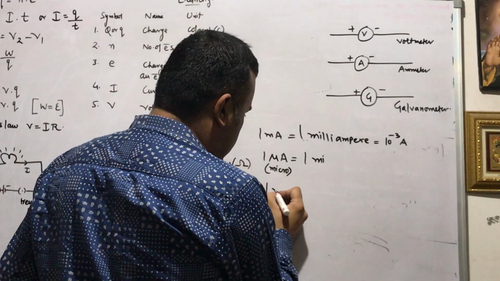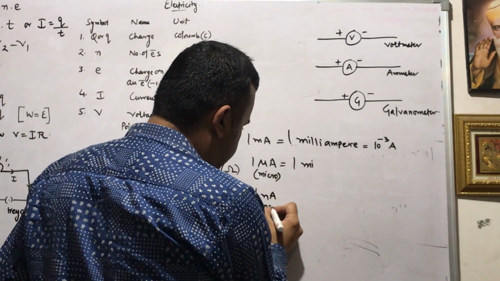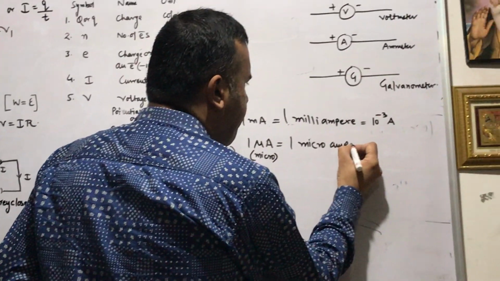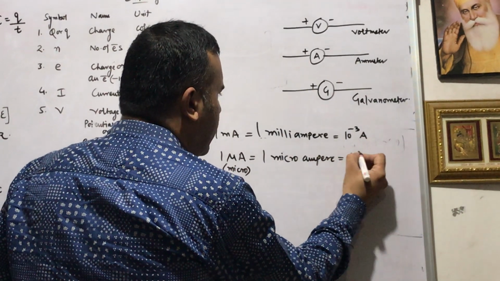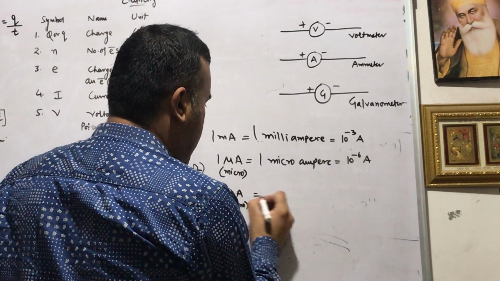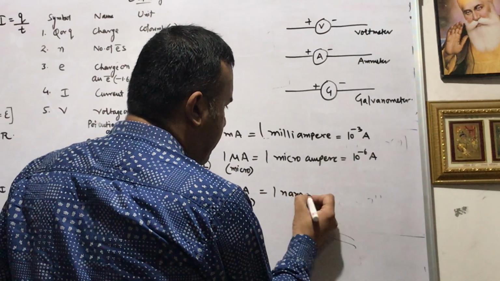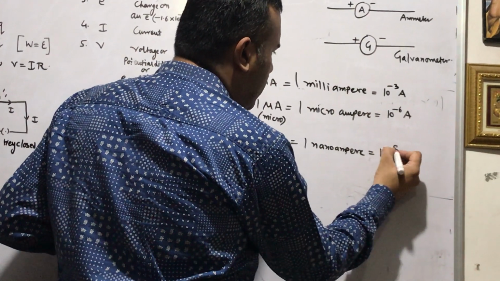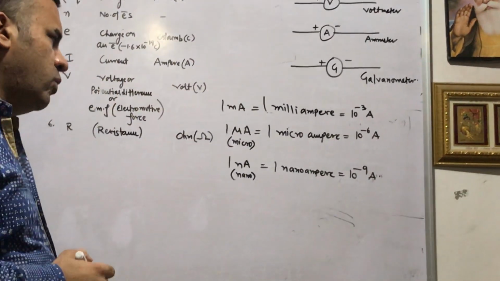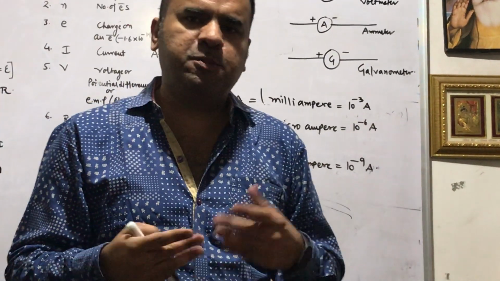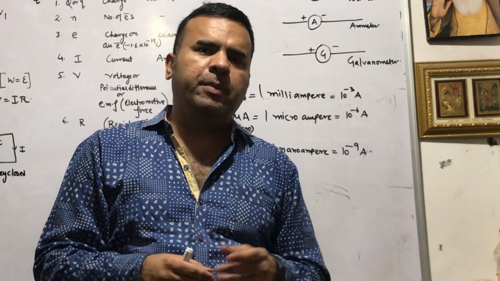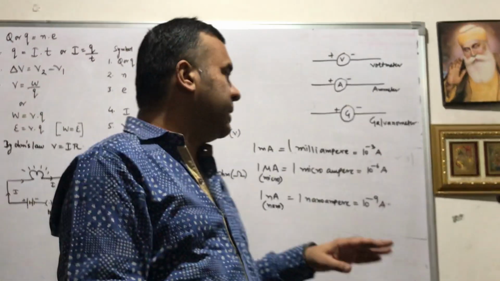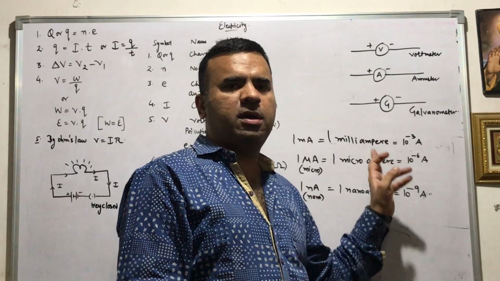Similarly, we have nano as well. You have heard this name nano, right? These are smaller units. 1 microampere is equal to 10 to the power minus 6 ampere, and 1 nanoampere is equal to 10 to the power minus 9 ampere. Even smaller units are there which you will study in higher classes, such as pico and femto, right? Pico is 10 to the power minus 12, and femto is 10 to the power minus 15. But here in class 10th, you have to memorize only these two.